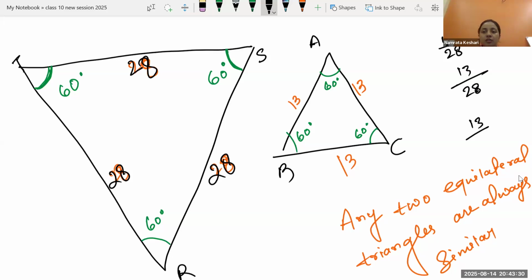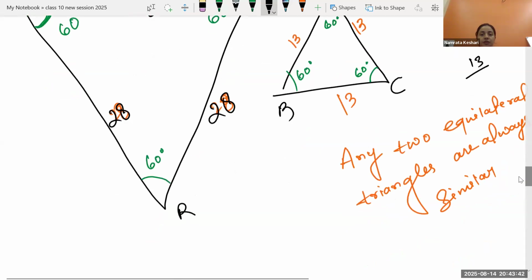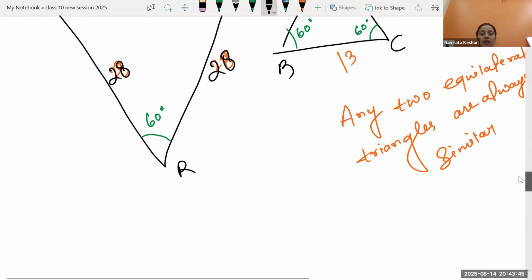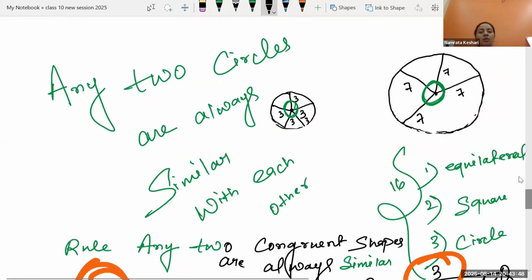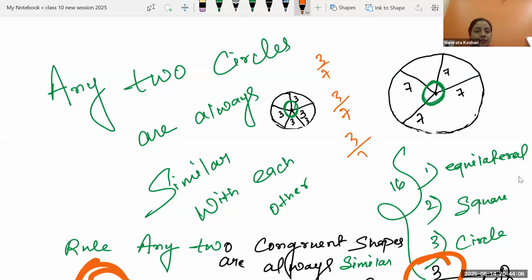Hence the conclusion that any two equilateral triangles are always similar. Again, the ratio between the sides is the same, but the angle is also the same. Can you see? 60, since it is an equilateral triangle. And for circles also, any two circles are always similar because we don't have anything in a circle, the measurement is only the radius. So radius over here, radius over there, always it will be 3 by 7, 3 by 7, 3 by 7. Yes or no? Yes.